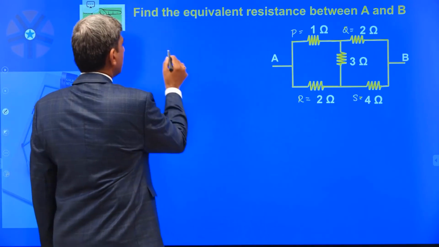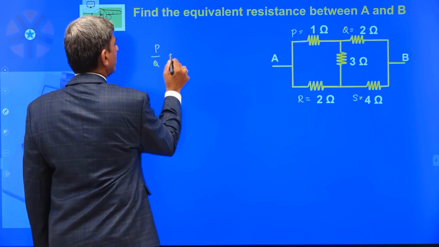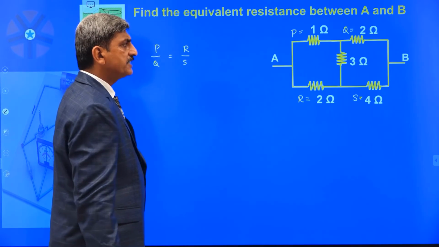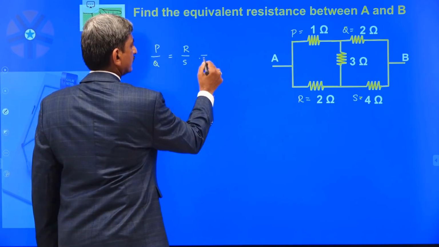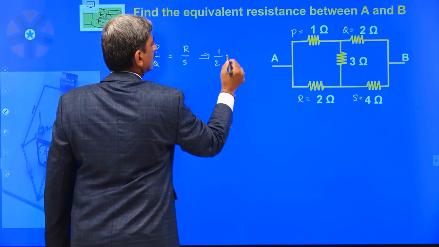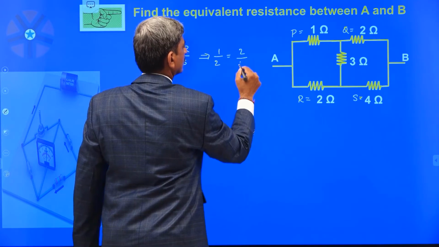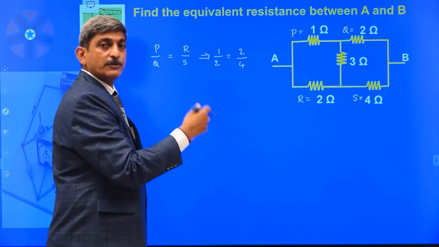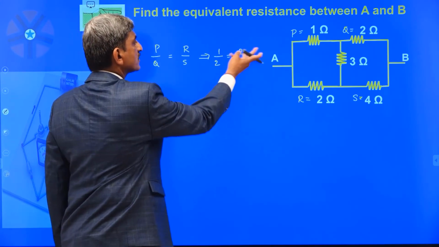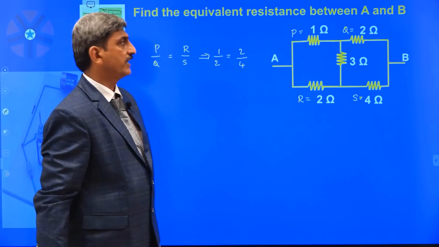So here the balancing condition of the Wheatstone bridge is P by Q is equal to R by S. Here, is it right? 1 by 2 is equal to 2 by 4. So 1 by 2 is equal to 2 by 4, so the condition is satisfied. 2 by 4 is also nothing but 1 by 2, so the condition of the Wheatstone bridge is satisfied.